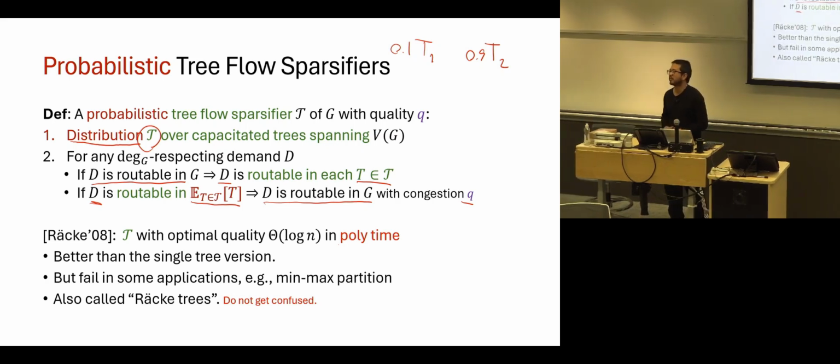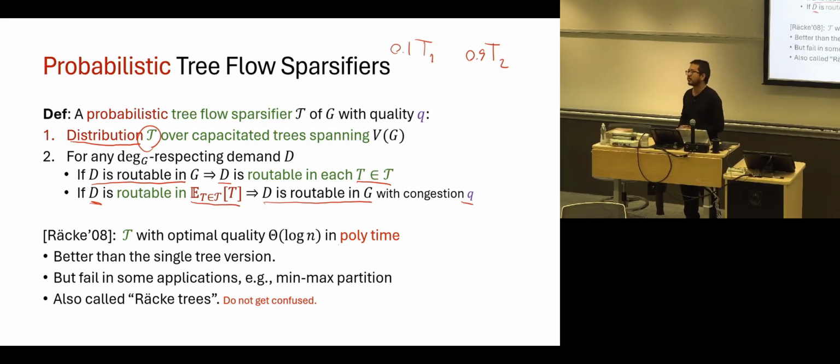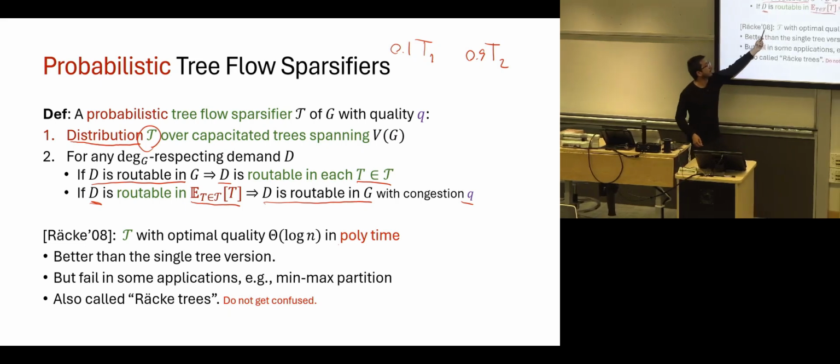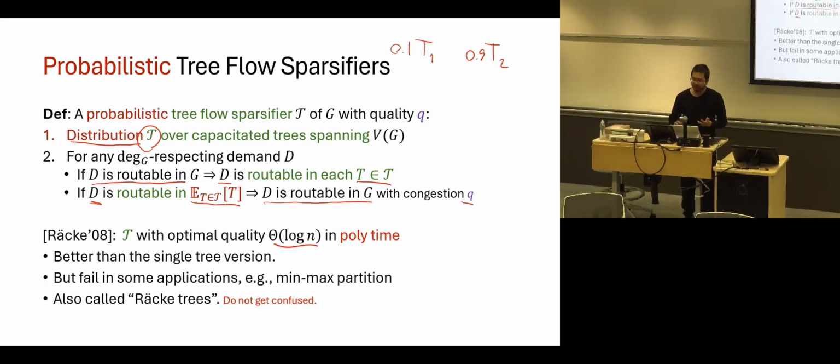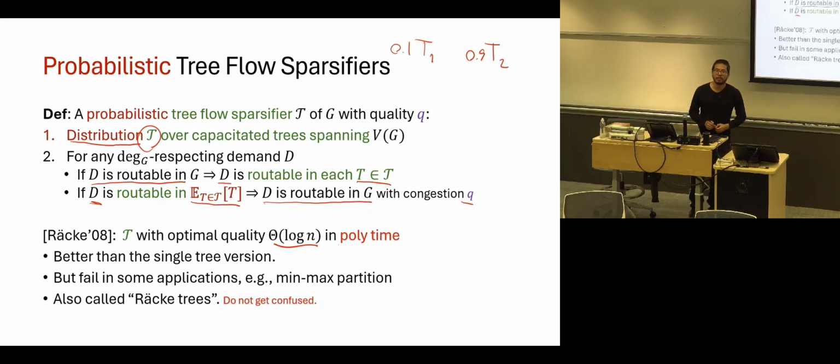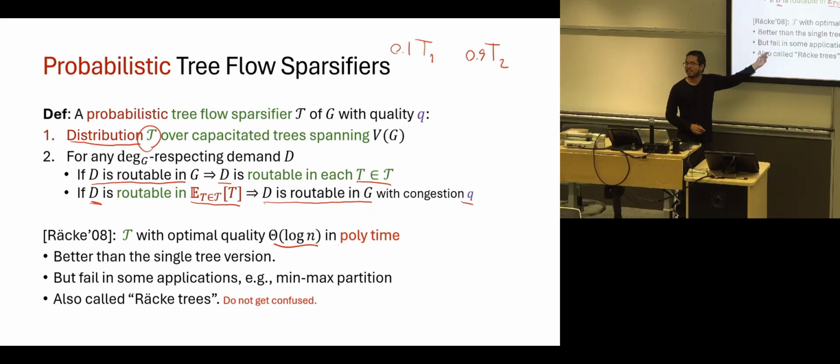Were the tree flow specifier and the probabilistic tree flow specifier introduced in the same paper? No. The probabilistic one was introduced in a paper in 2008, but the tree flow specifier is by Räcke too. Yeah, the same person, but this is after. Because this one is optimal, it became more famous, and people know this thing a bit more.